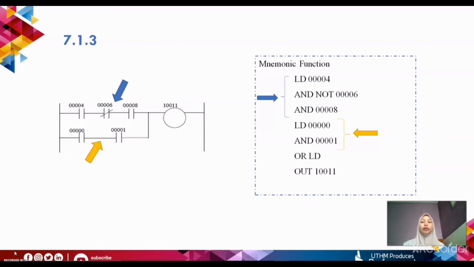So for 7.1.3, for dynamic functions, for the first row we need to load 0004, and we add AND NOT 0006 and AND 0008. For the second row, we need to load 0000 and AND NOT 0001. We need to attach row 1 and row 2, so we name it as OR LOAD and go to output 10011.